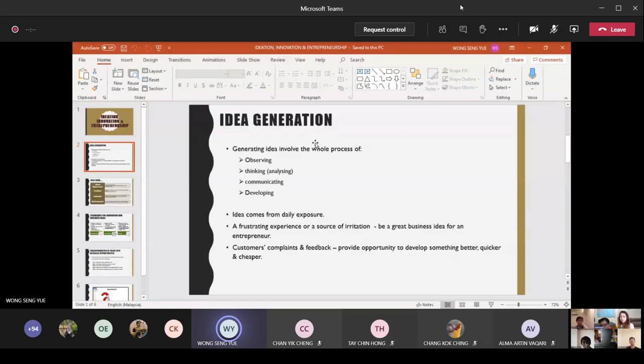By listening to this case study, we were able to know that all the business ideas that we are going to generate, we can actually get them via our daily exposure. When you're going somewhere and you're not feeling happy with the current services or the product provided by the merchant or some service provider, it means that they did not do well. They were not able to fulfill the needs and wants of their customers. At that time, it will be a very good opportunity for you to provide the solutions.